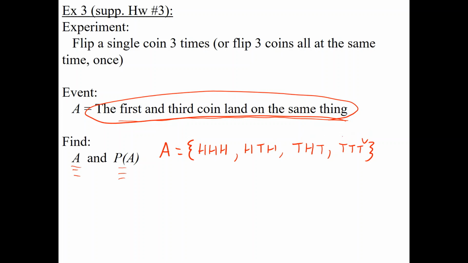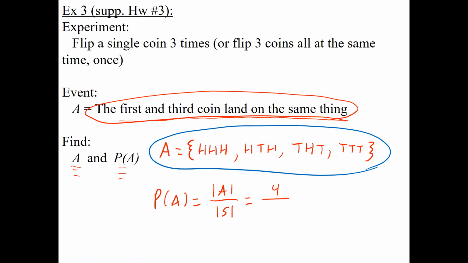Now that we have A, how do we find the probability of A? Well, we have a formula for it, the classical formula. The formula for probability of A is absolute value of A over absolute value of S. Absolute value of A is the number of things in A. If you count the number of things in A, it looks like there's 4 things. 4 different outcomes in this event here.